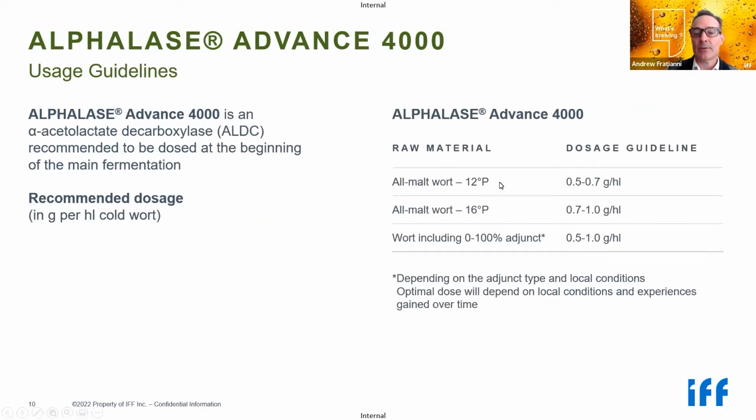Dosing guidelines: if you're in an all malt wort at 12 Plato, it's generally going to be 0.5 grams per hectoliter, maybe up to 0.7. If you're higher gravity, 16 Plato or higher for starting gravity, or some type of adjunct, you might need more than that. You might need up to 1 gram per hectoliter. It's all recipe dependent and dependent upon your process and tank geometry and so on. But generally, we're looking at 0.5 to 1 gram per hectoliter as a dose rate for Alphalase Advanced 4000.